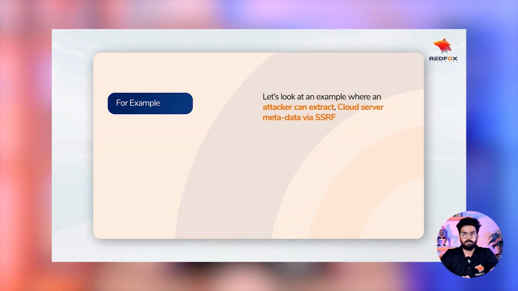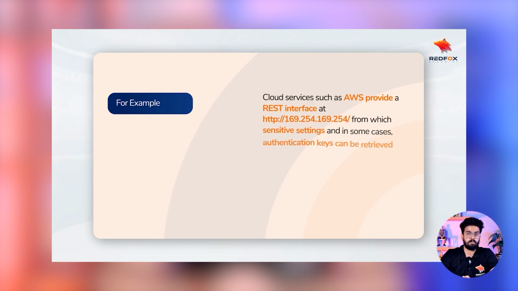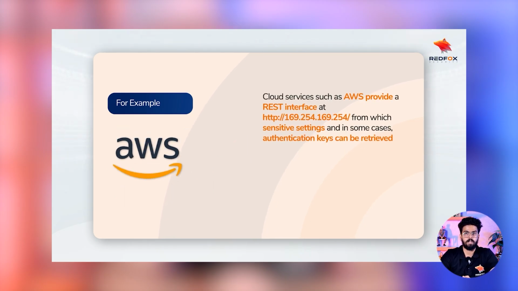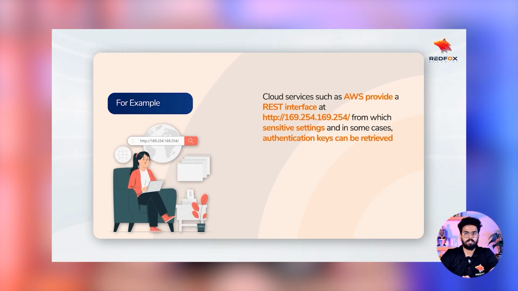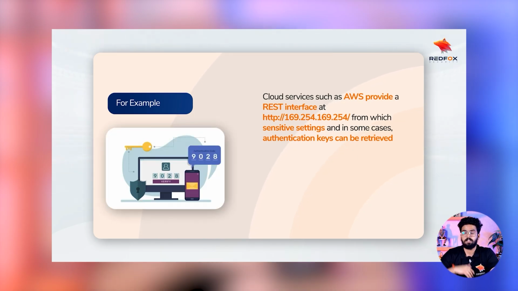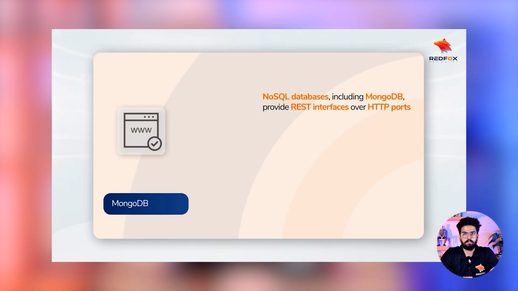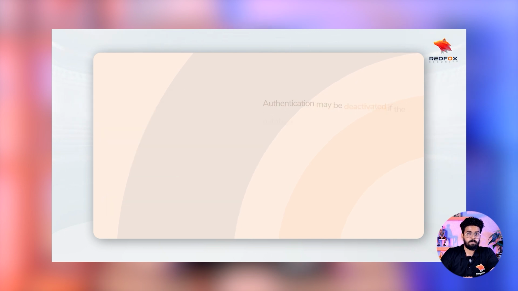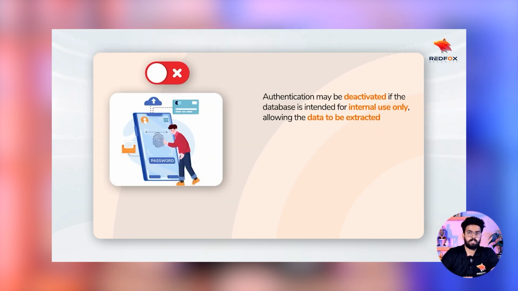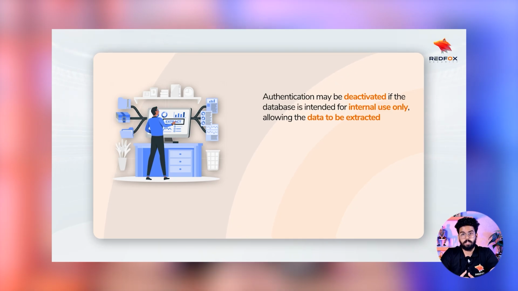Let's look at an example where an attacker can extract cloud server metadata via SSRF. Cloud services such as AWS provide a REST interface at http:// and the following IP as shown on the screen, from which sensitive settings and in some cases authentication keys can be retrieved. NoSQL databases, including MongoDB, provide a REST interface over HTTP ports. Authentication may be deactivated if the database is intended for internal use only, allowing the data to be extracted.